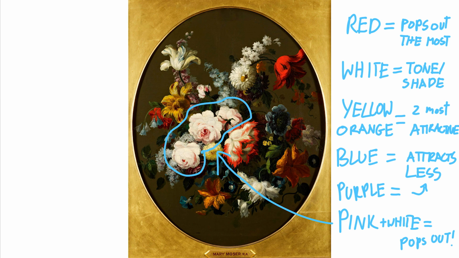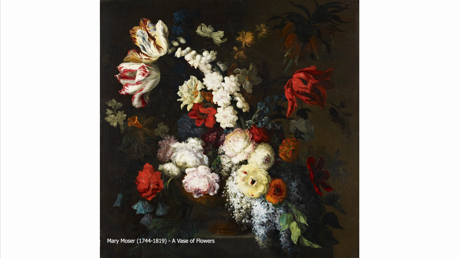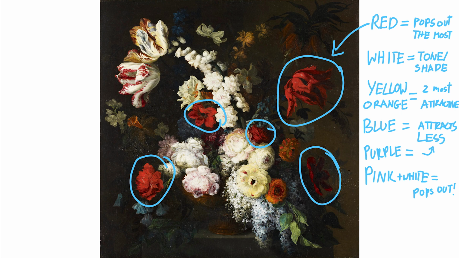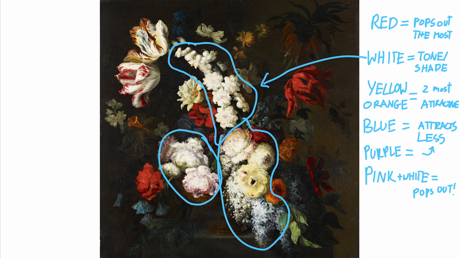And then let's take a look at a vase of flowers from Mary Moser. So this painting, same thing. I would say red still attracts us the most because it's very vibrant, very intense and saturated, so that always grabs our attention more than anything. And then I would say red and white tend to compete with each other. White is a lot more attractive too because of the dark and really strong contrast with the black background. So that's one of the things.